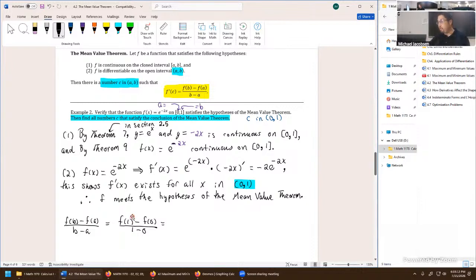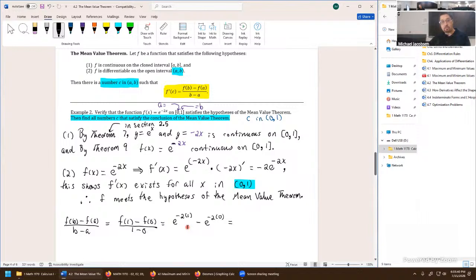Now, when we say f at 1, we don't mean plug 1 in here. That's f prime at x. We indicate that by putting the derivative symbol there. We mean go back to the original function, f of x, and plug a 1 into that one. So f at 1 is going to be e to the power of negative 2 times 1. When it says f of 0, that's going to be e to the power of negative 2 times 0.